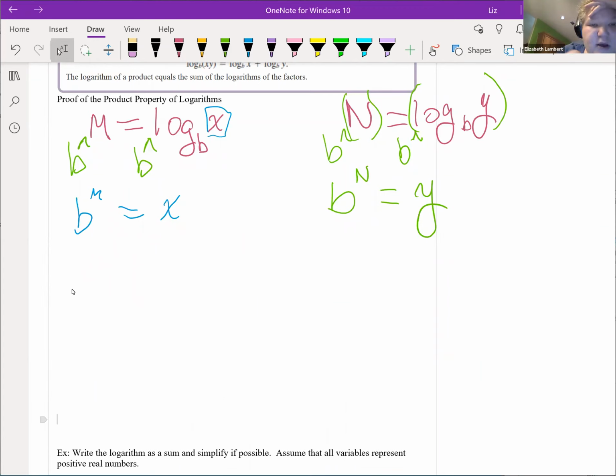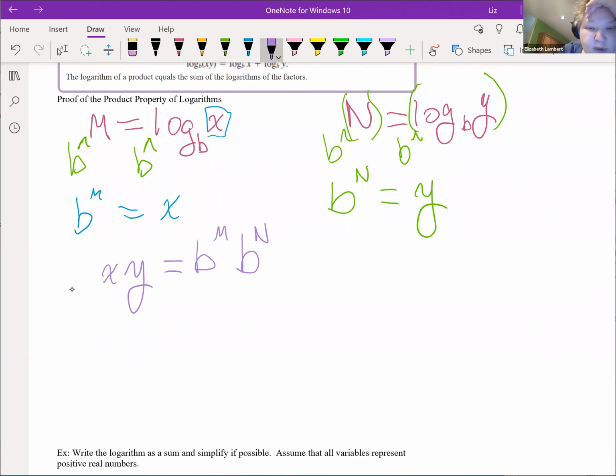All right, so xy is the same as b to the m, b to the n. But we can really just write that as b to the m plus n. There's our exponent rule. Side by side, those exponents add.